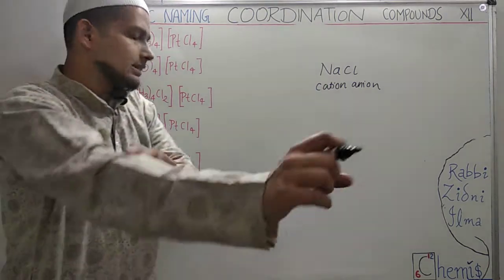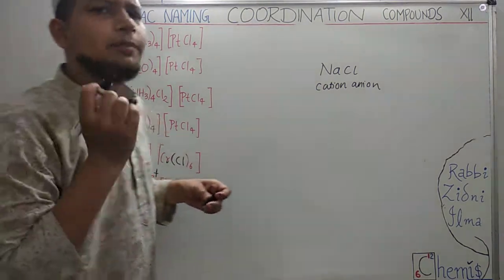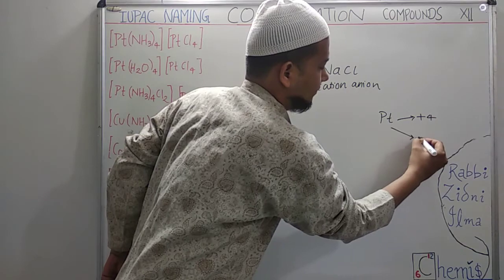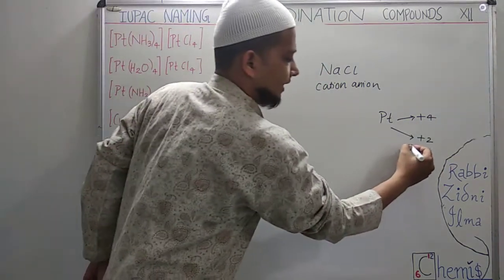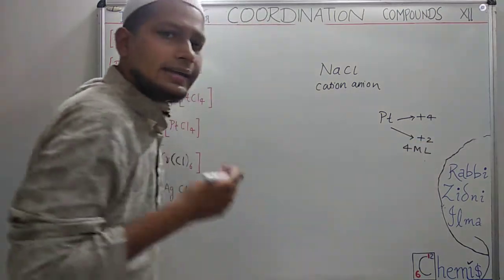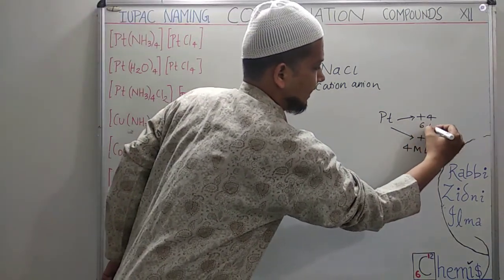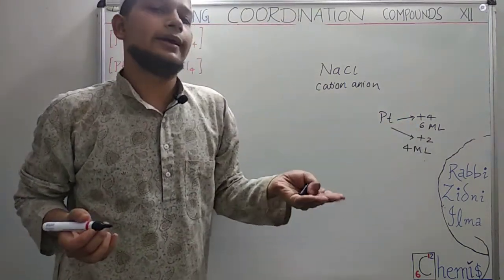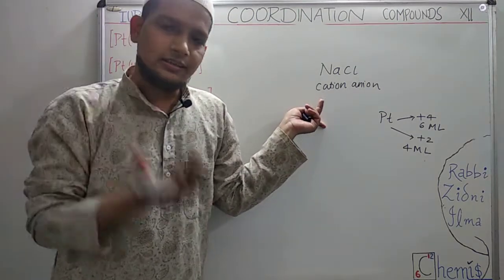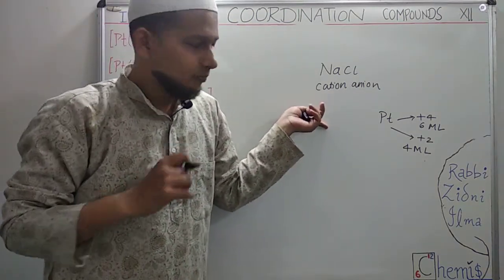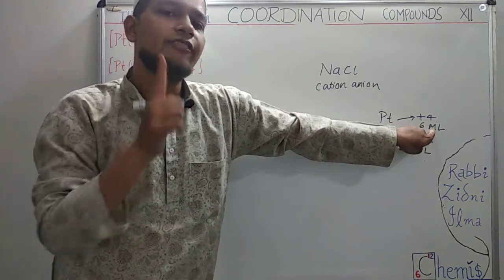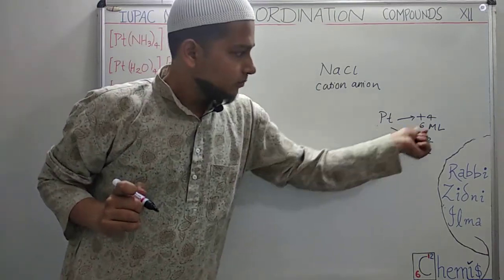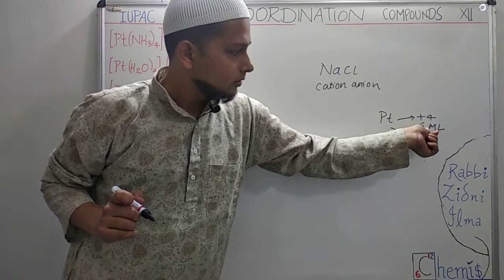Now moving on to the next step, what we need to know is a bit about platinum. Platinum shows 2 oxidation states, that is +4 and +2. +2 is shown when it has 4 monodentate ligands attached to it, and +4 is shown when it has 6 monodentate ligands attached to it. If you do not know what a monodentate ligand is, visit the playlist and find the ligand video. Monodentate means the ligand will donate only one pair of electrons towards platinum. So +2 for 4 monodentate, +4 for 6 monodentate.